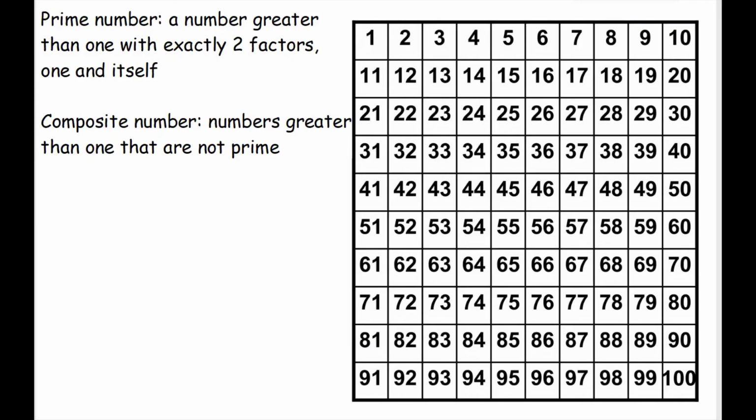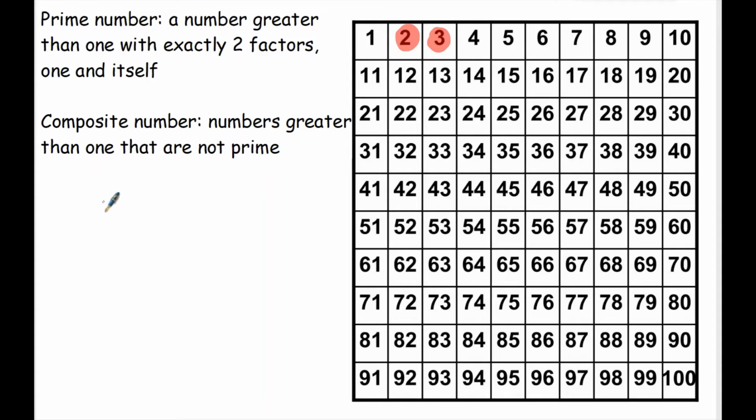Okay. So a prime number is a number greater than 1 with exactly 2 factors, 1 and itself. A composite number are numbers greater than 1 that are not prime. Okay. So if I want to mark the prime numbers with red. So far we have 2 and 3. Okay. So let's try 4. We did 4 and 4 is not prime.